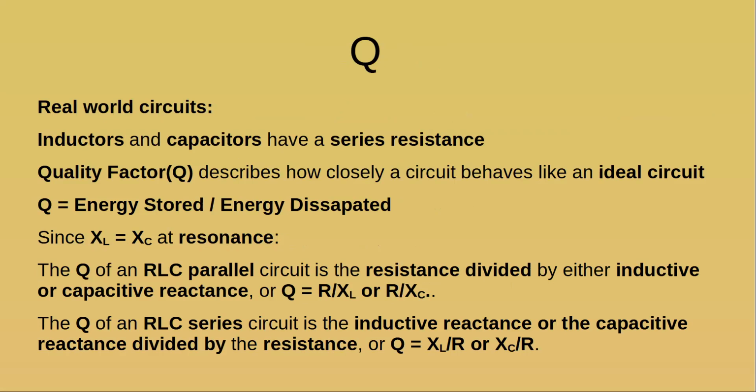Okay, in the real world, we have series resistance with inductors and capacitors. So they came up with this term, the Q factor, quality factor, which technically is the ratio of the energy stored in the component divided by the energy dissipated. So if it was lossless, the Q is going to be infinite. But in the real world, there will always be some resistance, so you're going to have some loss.